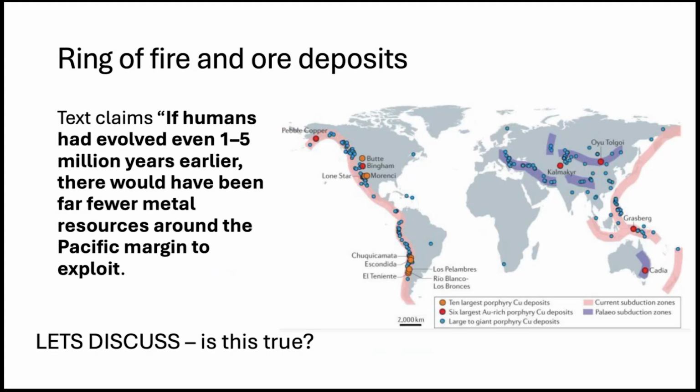Okay, so in the textbook, they show this diagram of the so-called ring of fire, which you have to imagine as a ring because they've placed the Atlantic Ocean in the middle. Most maps will put the Pacific Ocean in the middle, in which case you would see the ring of fire all the way around the Pacific Ocean. So it's over on the extreme right here for the Western Pacific. And then they make this claim. If humans had evolved even 1 to 5 million years earlier, there would have been far fewer metal resources around the Pacific margin to exploit.